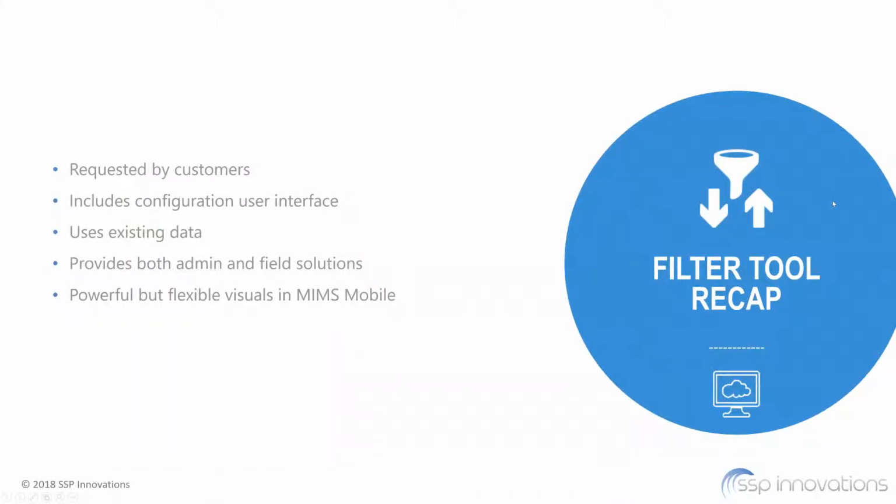So that's filter. It was requested by our customers. It is one of those gap items that we've been asked to cover between GoSync, Mapbook, and MIMS Mobile. It does include a configuration user interface that allows you to actually go in and configure these. It isn't just for filtering feeders. It has really powerful capabilities around what you actually filter on. It allows you to use your existing data, so there are no schema requirements on using this information.